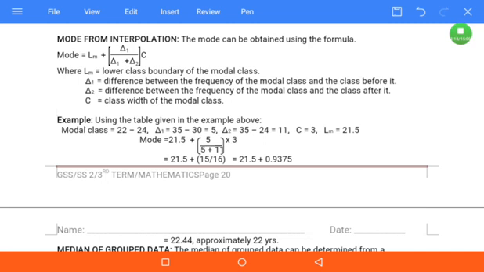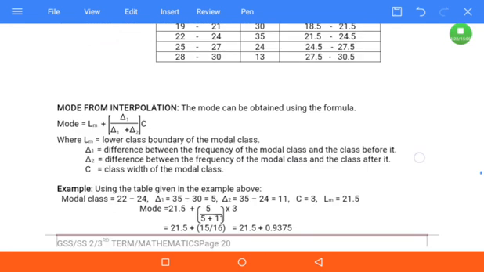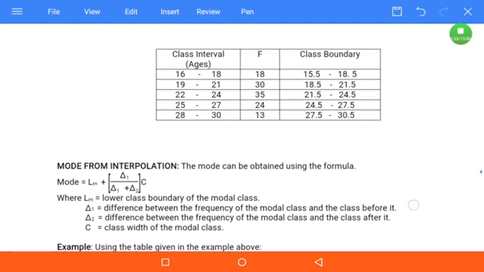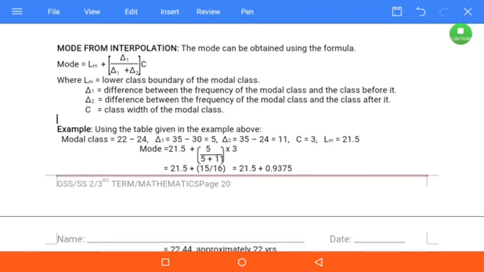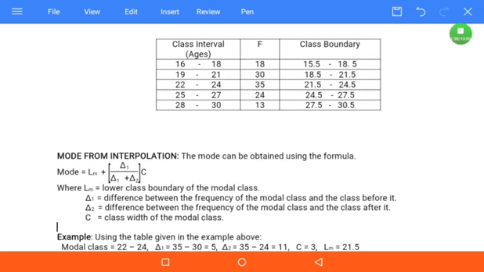Okay, let's take one example. Using the table given in the example above, that's this table, I have to calculate the mode. Using the table given above, calculate the mode. That's the complete question. Okay, so the first thing to do is what? Identify the modal class. Look at the table. What is the modal class in this table?